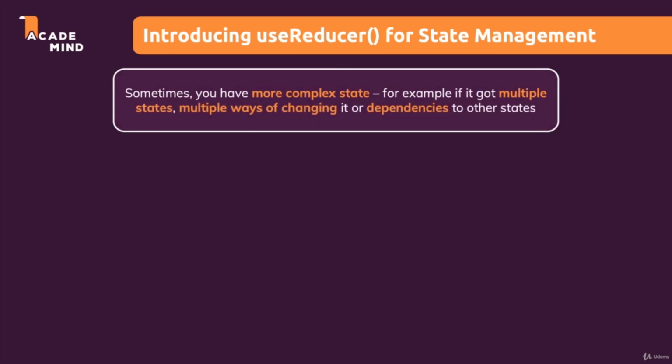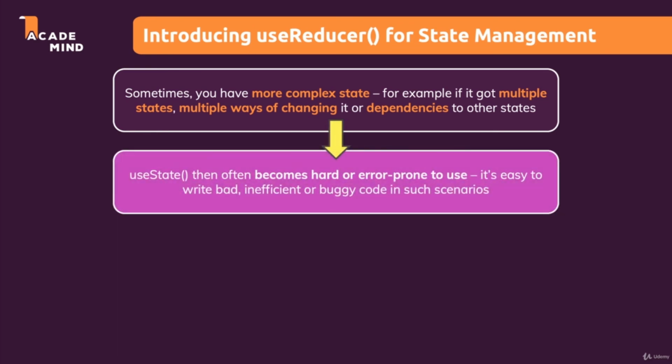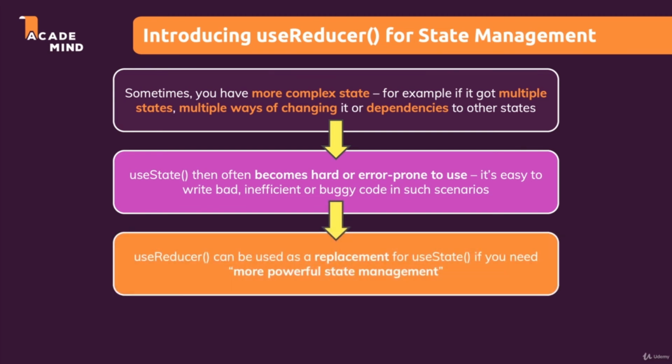Because sometimes you have more complex state, for example, multiple states that kind of belong together, that are managing the same thing, just different aspects of it. Or you have multiple states that kind of change together or are related. In such cases, useState and the state you get from there often becomes hard or error-prone to use and manage. And it's easy then to write bad or inefficient or potentially buggy code, which is, of course, never what we want. useReducer is then an alternative to useState, so it's a replacement if you need a more powerful state management.